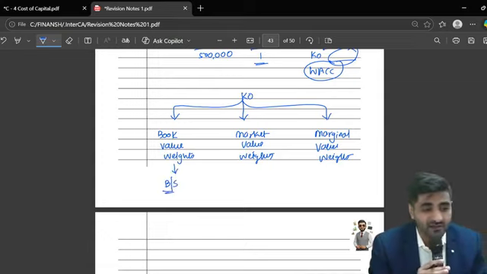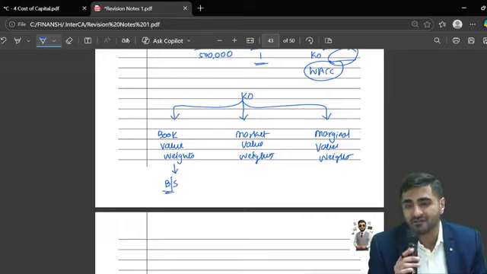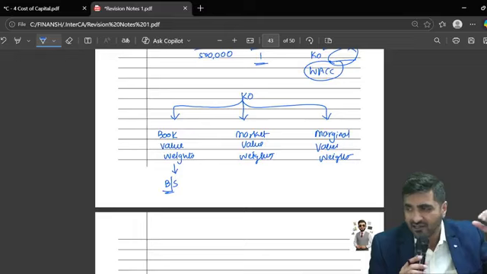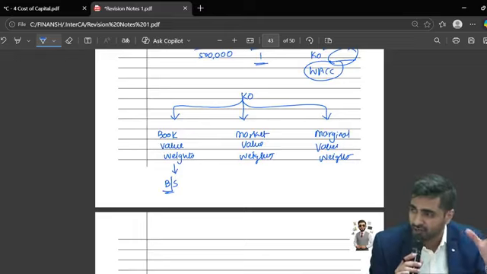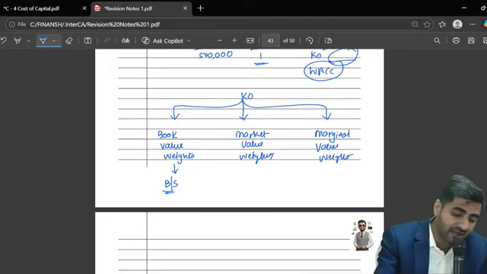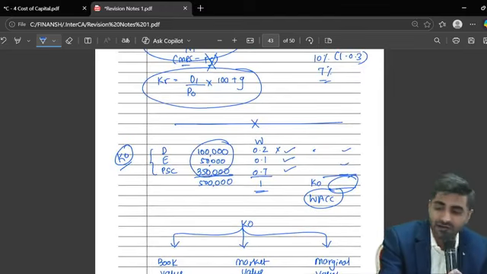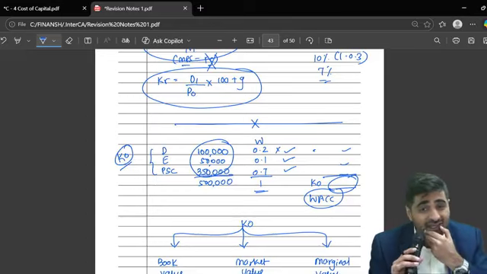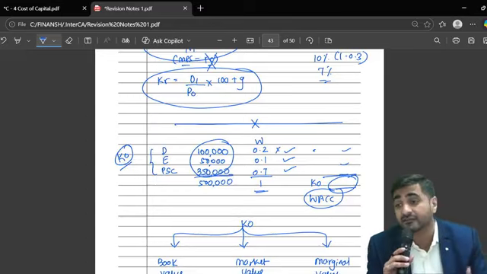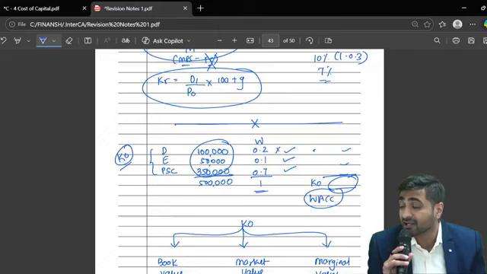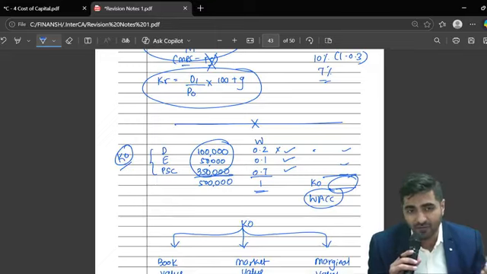What are they known as? Balance sheet value. So what is balance sheet value? Whatever figures are there on the balance sheet, on the liability side, like equity share capital, debt, and preference shares, we take those values directly in the amount column, and that's how we calculate the weights. So the figure in the amount column will directly come from your balance sheet.